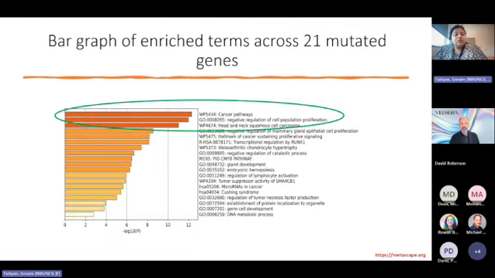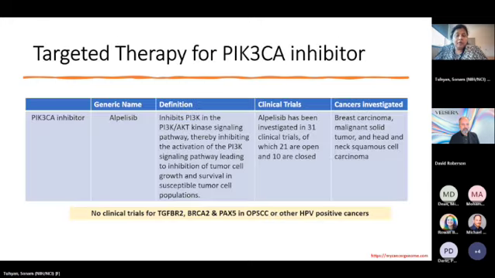We also saw the enrichment pathways for these 21 mutated genes, and this is the bar graph representing the enrichment terms across the 21 mutated genes. And we found that all our 21 mutated genes enrich cancer pathways. They are responsible for negative regulation of cell population proliferation, and they come up in head and neck squamous cell carcinoma.